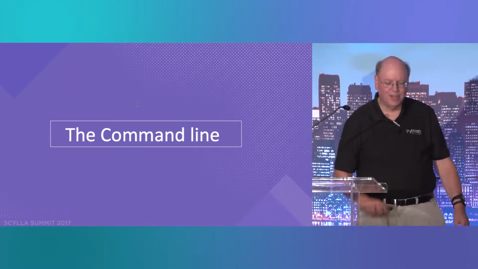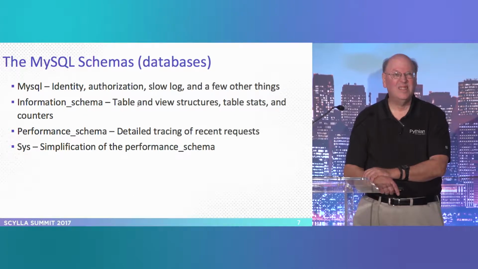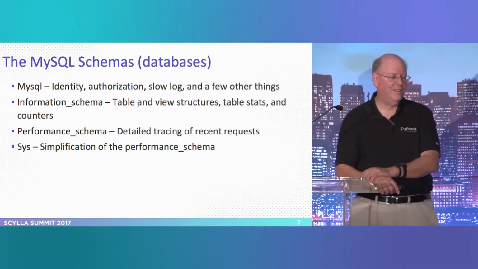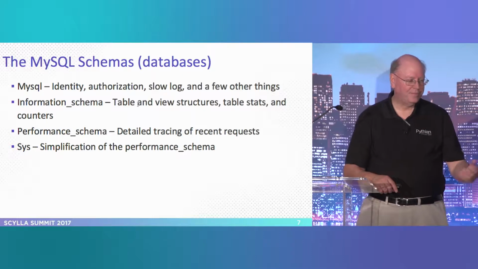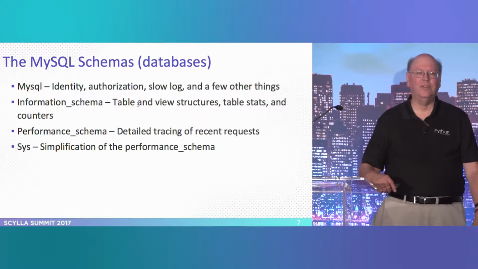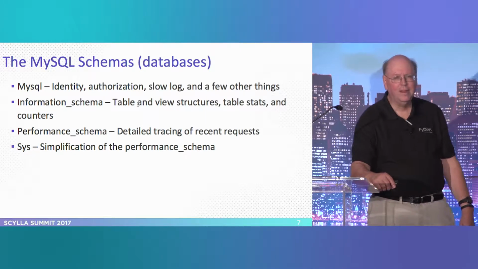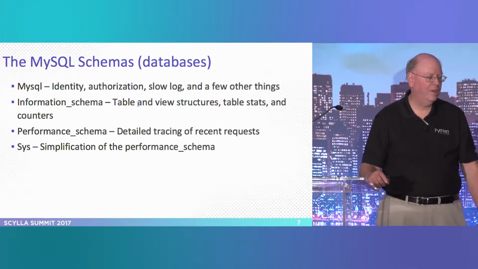The information schema came about in MySQL 5, I think. Maybe it was 4. I think it was either 4 or 5. It basically contains information about table and view structures. You can basically see everything you want to know about your database. It also contains table stats, counters, and information specific to storage engines, especially the InnoDB storage engine. Mostly it's, like I said, descriptive information and counters.